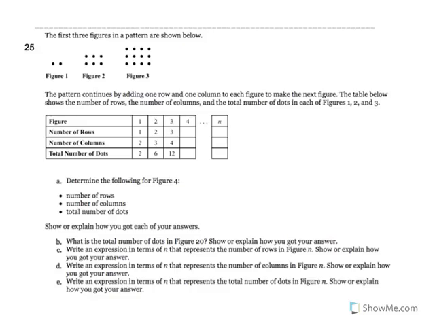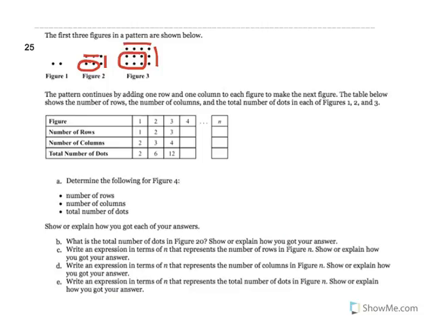Okay, so this one is saying the first 3 figures in a pattern are shown below. Okay, so figure 1, right here, is 2 dots. And then it looks like we added a row and a column each time. Then we have these ones from the previous, and then we added another row and then another column. So we're increasing the number of rows and columns each time. All right, so let's read the question.